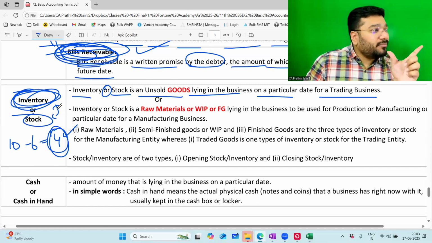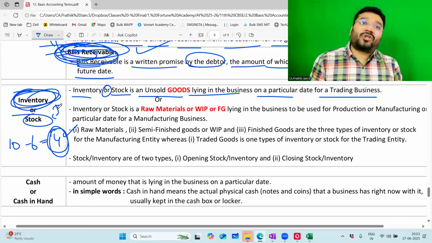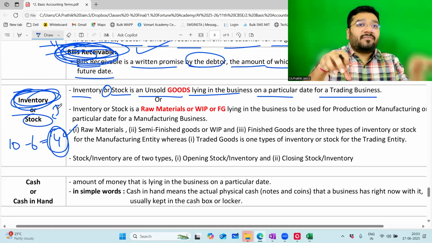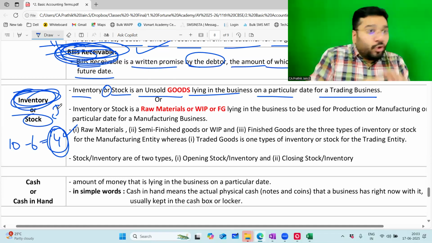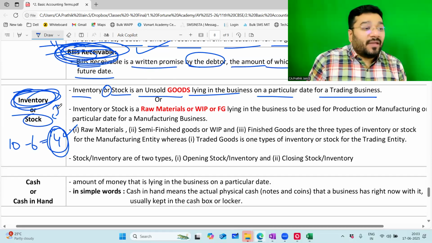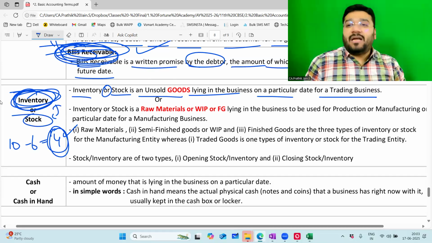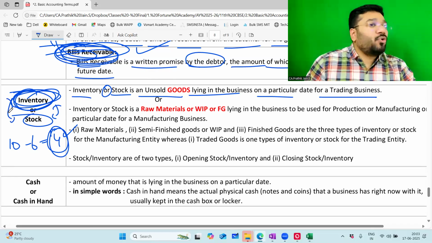Stock is a broader term. It's a terminology. A group of anything is stock. If I have a group of sticks, I say it is a stock of sticks. So a group of anything is called stock. Inventory is the right word. But in 11th and 12th, we use these words interchangeably. Okay?